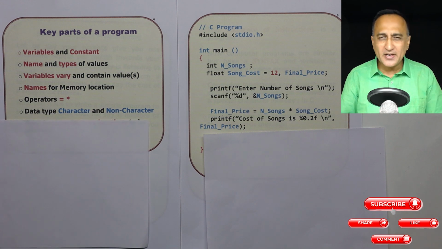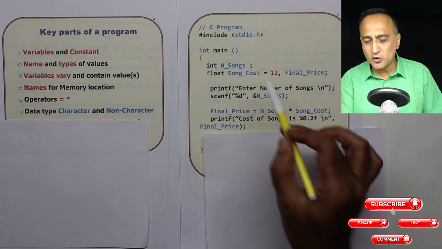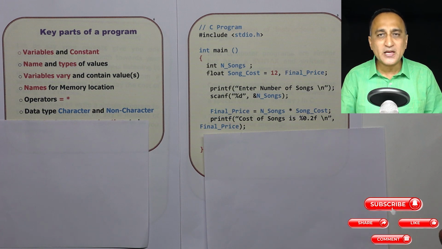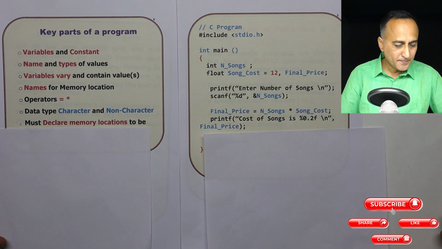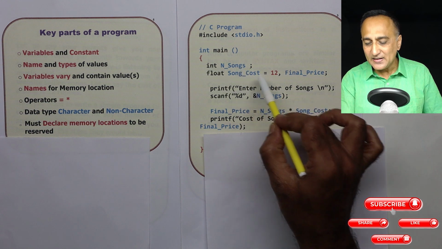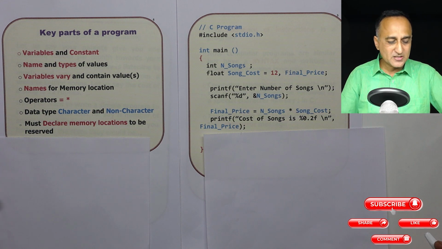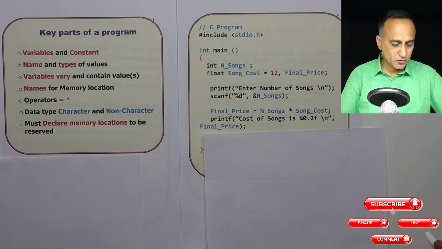Now, most of the data you are going to work with, forgetting images, is either going to be numeric or non-numeric. Example of numeric is number of songs, song cost. Example of character data could be your name, Rahul, Rajan, Rohan, and so on. It is a must in C that you must declare the names of variables or constants or memory locations before you first use them. Some languages like Python allow you to directly use the variables at the point when you require them. But in C, you need to declare them and inform the compiler that please reserve this memory location for me. I need it for my use.